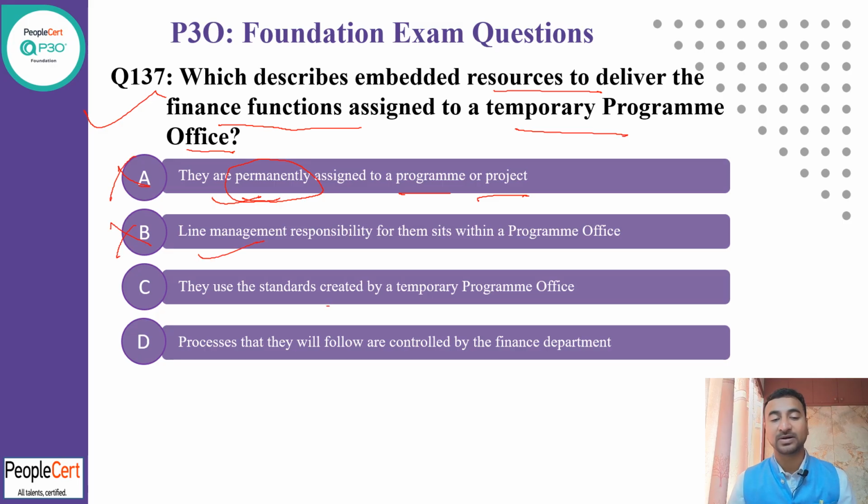Option C, they use the standard created by a temporary office. So the temporary office is not creating the standard. It's a COE who creates the standard. So again, you can discard that. Option D, the process that they will follow are controlled by the finance department. Again, that seems to be the correct one because that is an embedded function. In the embedded function, P3O studies all the different functions and tries to understand the requirement and embed it to match the department or organization requirement. So D seems to be the correct answer.